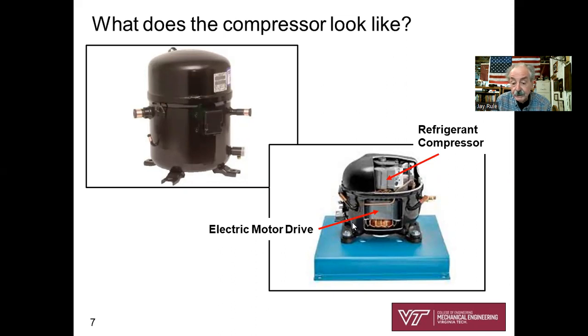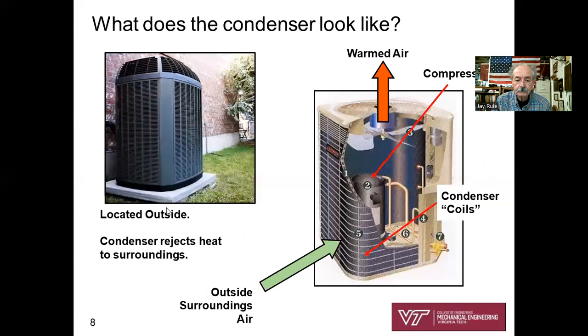Down below is the electric motor drive. You can see the windings of the motor, and up higher is the compressor part where the refrigerant goes in. It's compressed to a higher pressure and temperature, and then out it goes to the condenser. So that's what a compressor looks like, and a little bit more about that later on.